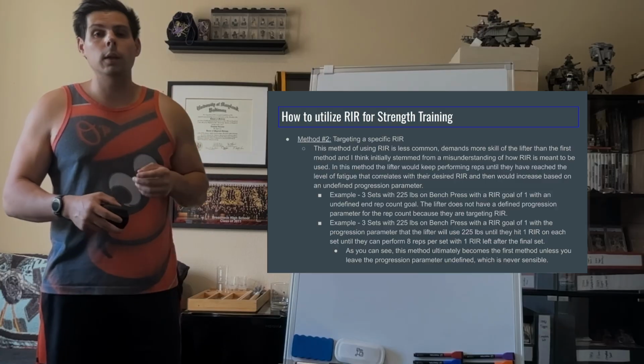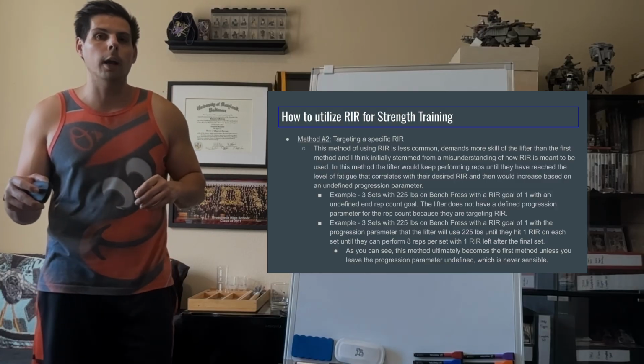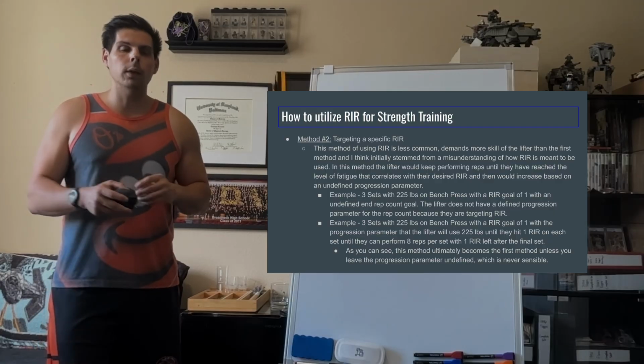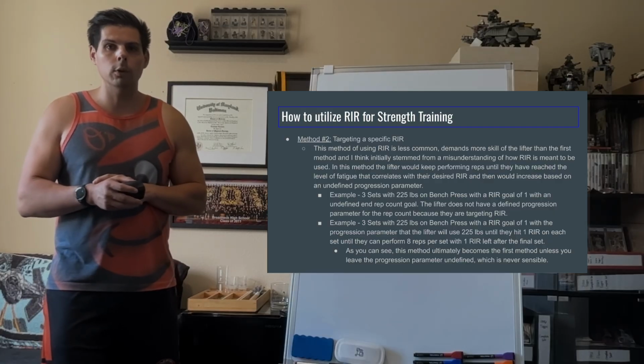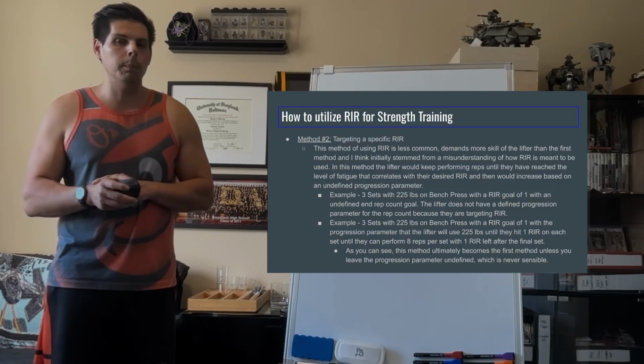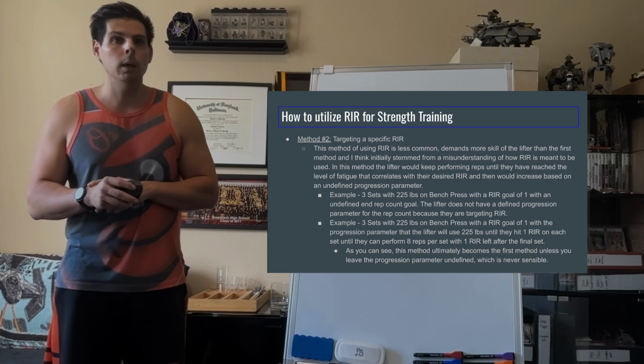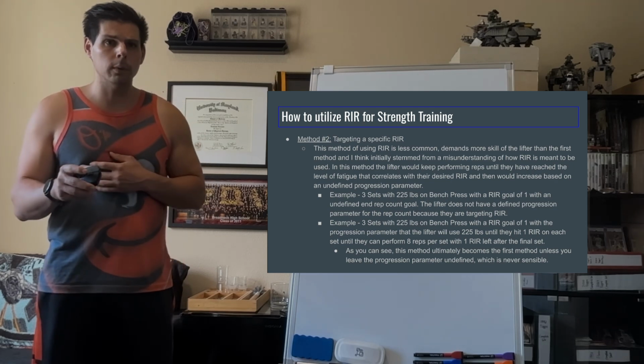Method number 2 is you might go into a set trying to target a specific RIR. This method is a little bit less common. It definitely demands more skill and attention of the lifter. And I think this method initially probably arose from a misunderstanding of how to use RIR, but that's my opinion, not a statement of fact.